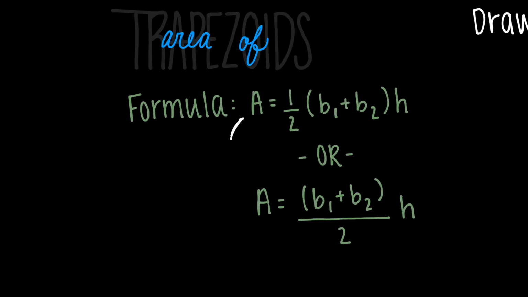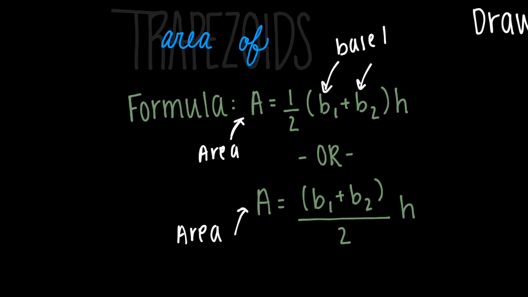So remember, your A is always going to stay area, and that's in the first formula and the alternate formula as well. After A, it's equal to 1/2, and I have B1 plus B2. These are the 2 bases. So B1 is base 1 and B2 is base 2. And then still we have it multiplied by h, which is our height.